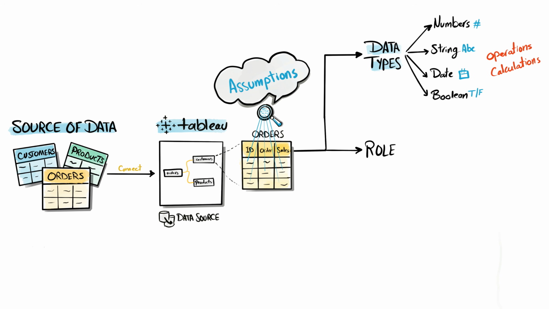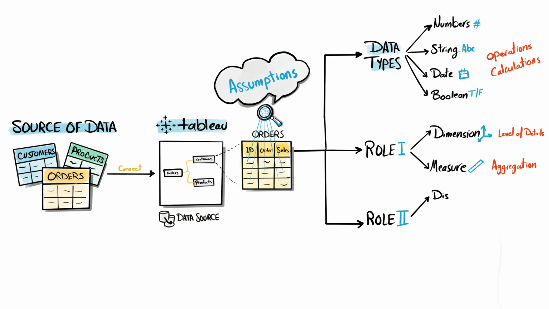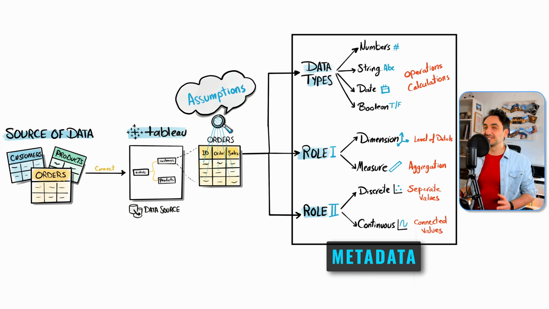And one more thing that Tableau is going to do: it assigns each field to a role. These roles help Tableau build the visualizations. The first set of roles is dimensions and measures. Dimension fields define the level of detail of the view, and the fields with the role measure are used for aggregations in the view. And we have another set of roles: discrete and continuous. These roles help Tableau plot the visuals. Discrete fields break the view into separate values, and the fields with the continuous role plot an unbroken chain of connected values in the view. I call all this information about your fields the metadata in the Tableau data source.